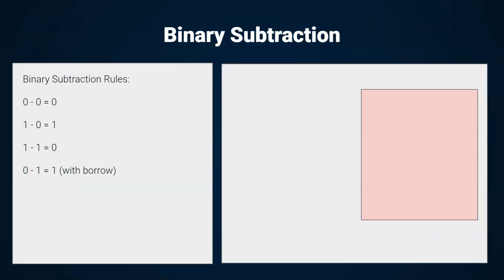So now we're going to try a little bit of subtraction. We have a different set of rules for binary subtraction. 0 minus 0 equals 0, 1 minus 0 equals 1, 1 minus 1 equals 0, and 0 minus 1 equals 1 with a borrow. I also didn't mention this in the previous slide, but please don't mix up decimal operations with binary operations, because they are different. You do need to memorize these new rules.